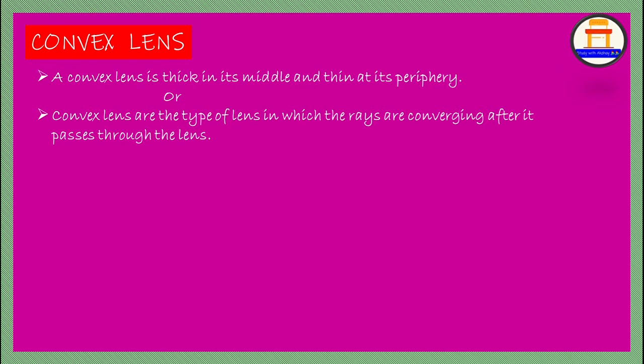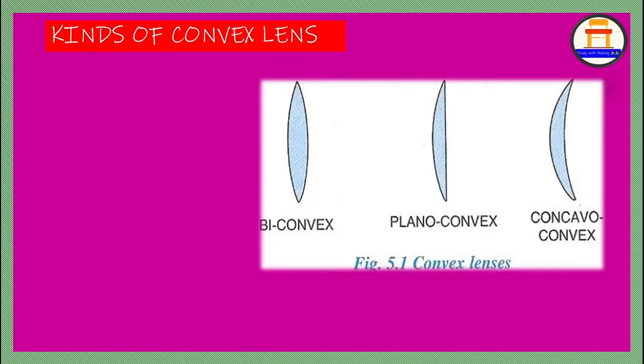As I have told, the definitions play an important role in this chapter. Make a note of it. Kinds of convex lens. As in the picture you can see biconvex, plano-convex and concavo-convex. What is biconvex? Both sides are convex, right? Plano-convex: one side is plane and the other side is convex. Concavo-convex: here it's concave and here it's convex. These are three different types of convex lens.